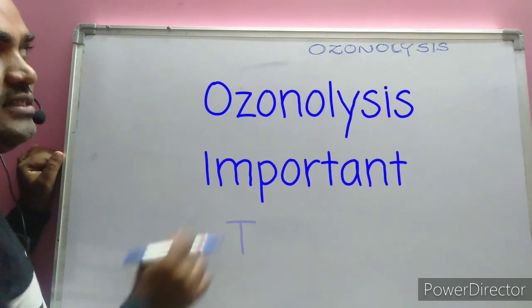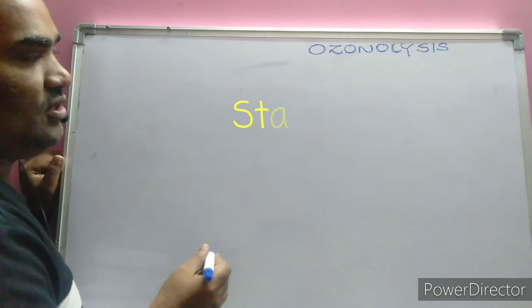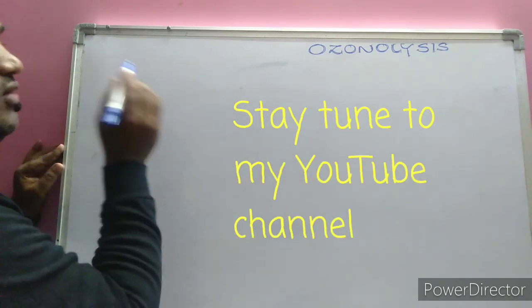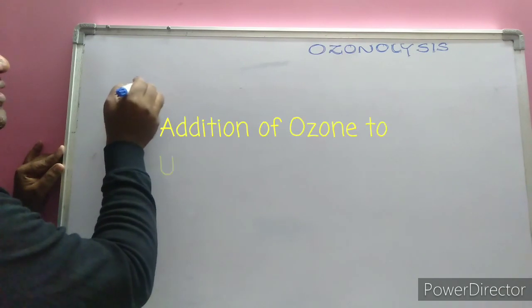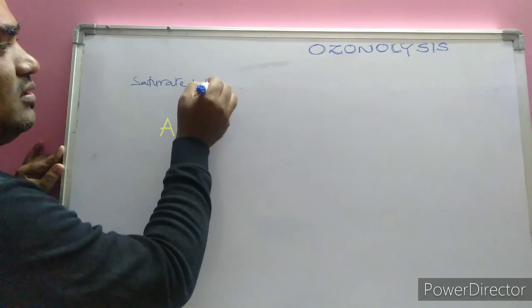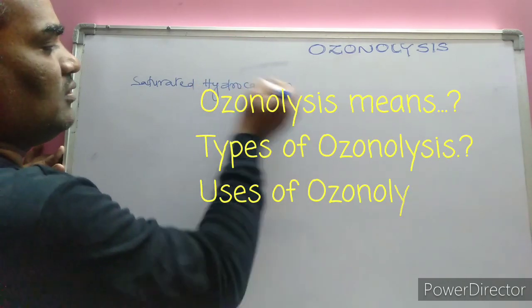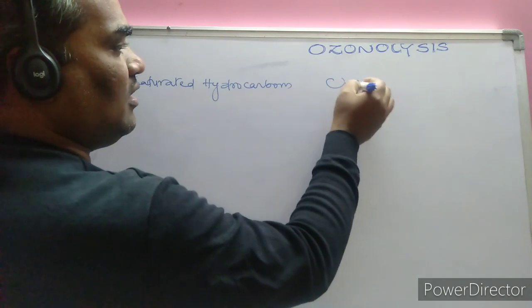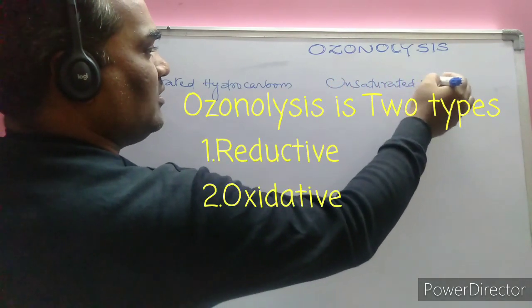Types of ozonolysis and the use of ozonolysis are what we are going to discuss right now. Firstly, briefly, how can we distinguish? Here, one is where saturated hydrocarbons are present. The second one is where unsaturated hydrocarbons are present.